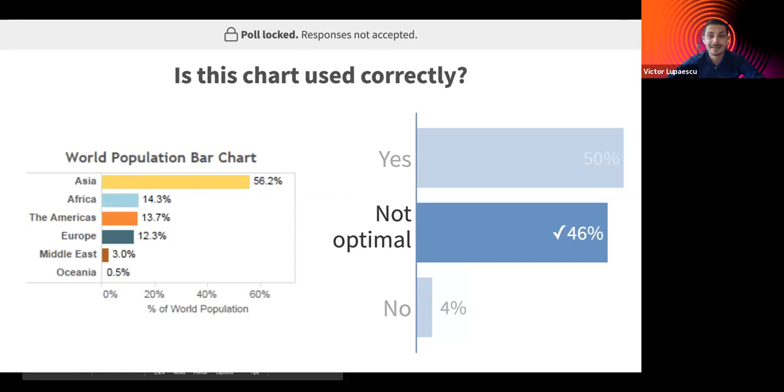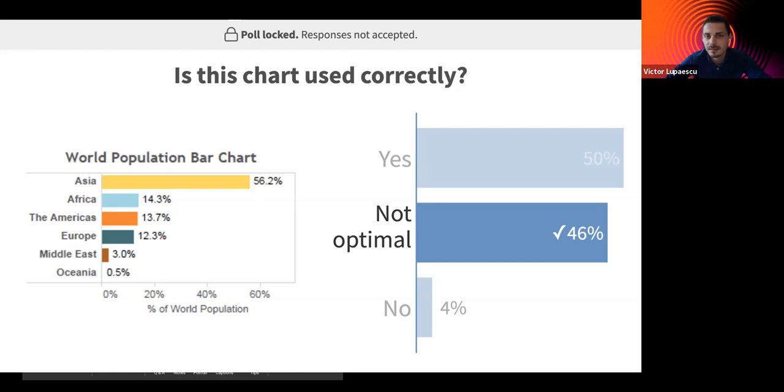Okay, the answer here is not optimal. 46% of you answered correctly. This is a really good percentage because most of you, like I expected actually, would have said yes. The issue with this one is that it uses color when it doesn't need the color. So if I would have had gray lines here, it would have been the same and easier to read. So in this case, the usage of color doesn't add any value.